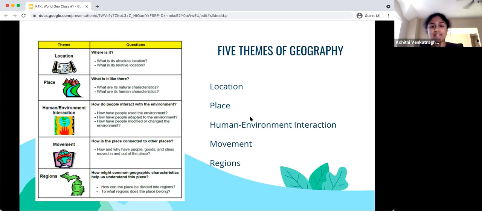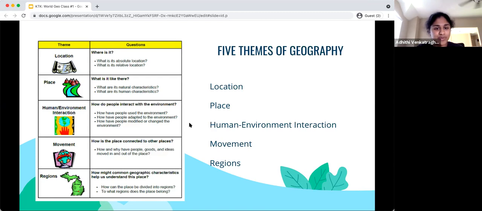Place is, what is it like there? So what are its natural characteristics and what are its human characteristics? Natural characteristics and human characteristics are, as you can see, physical and human geography respectively. Natural characteristics would be things like, how is the place shaped? What is the weather like there? What is the climate? And human characteristics would be like, what is the population, the economics, what's the government like in that country? Human environment interaction is also part of human geography.